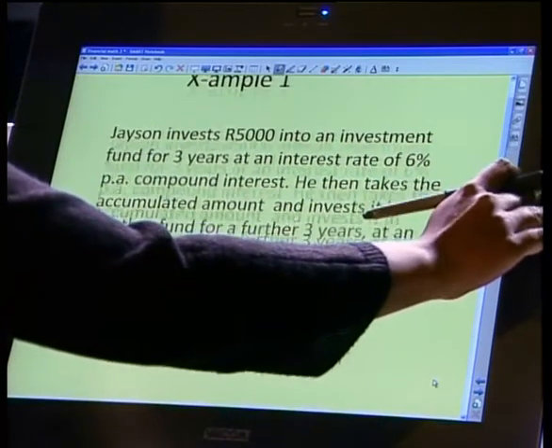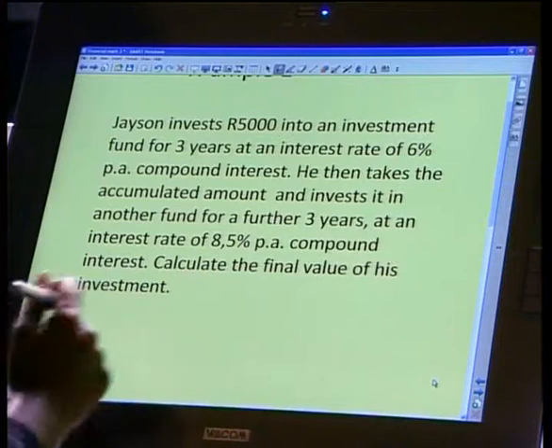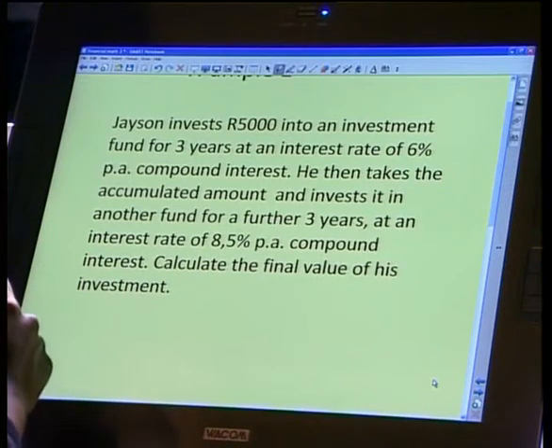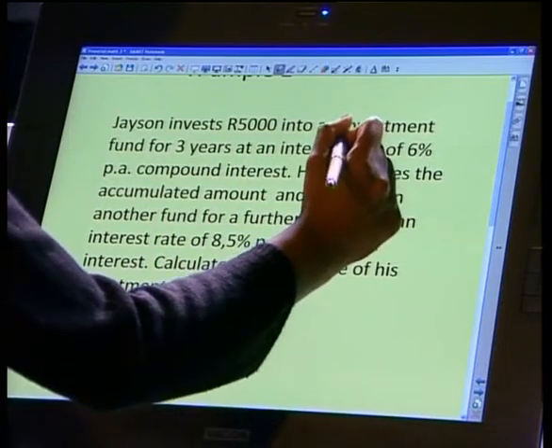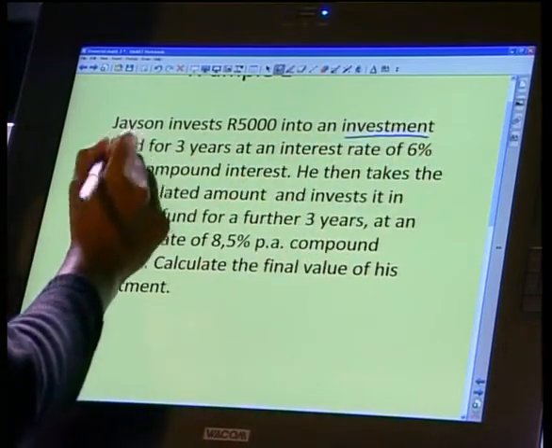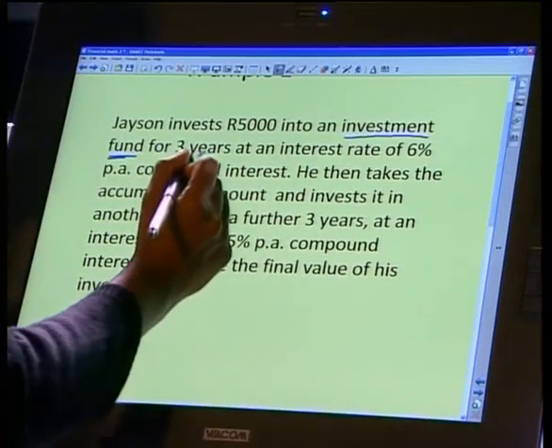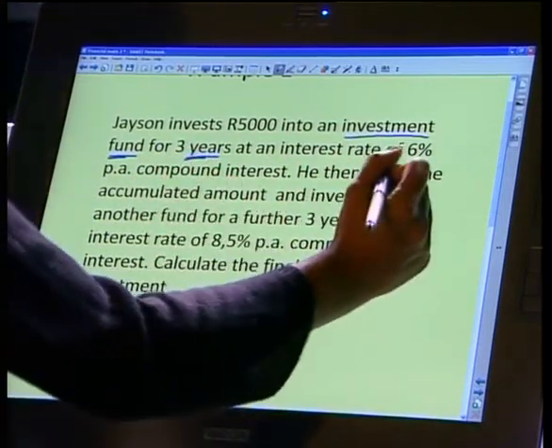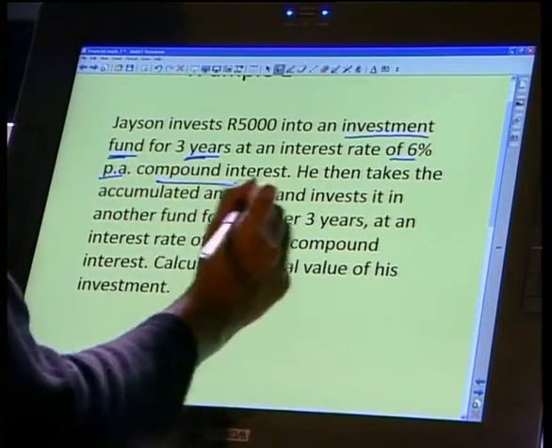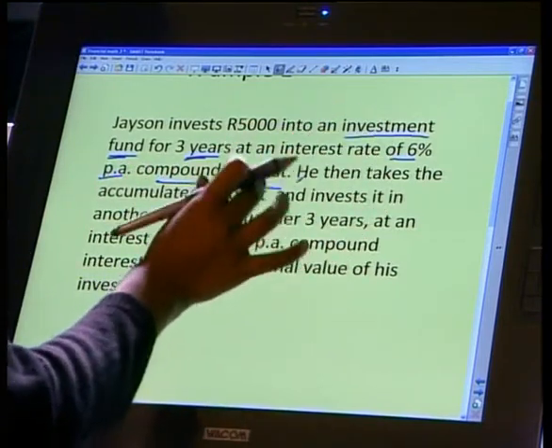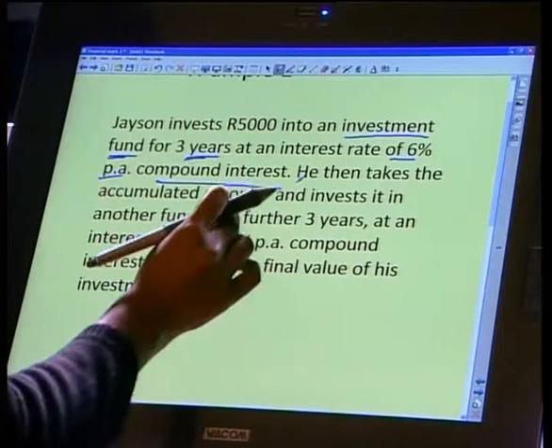And example 1. We are told that Jason invests 5,000 Rand into an investment fund. An investment fund is a vehicle that will help you to earn interest on your money. He invests it for 3 years at an interest rate of 6% per annum compound interest. So just in that first sentence, they have given you quite a lot of information.